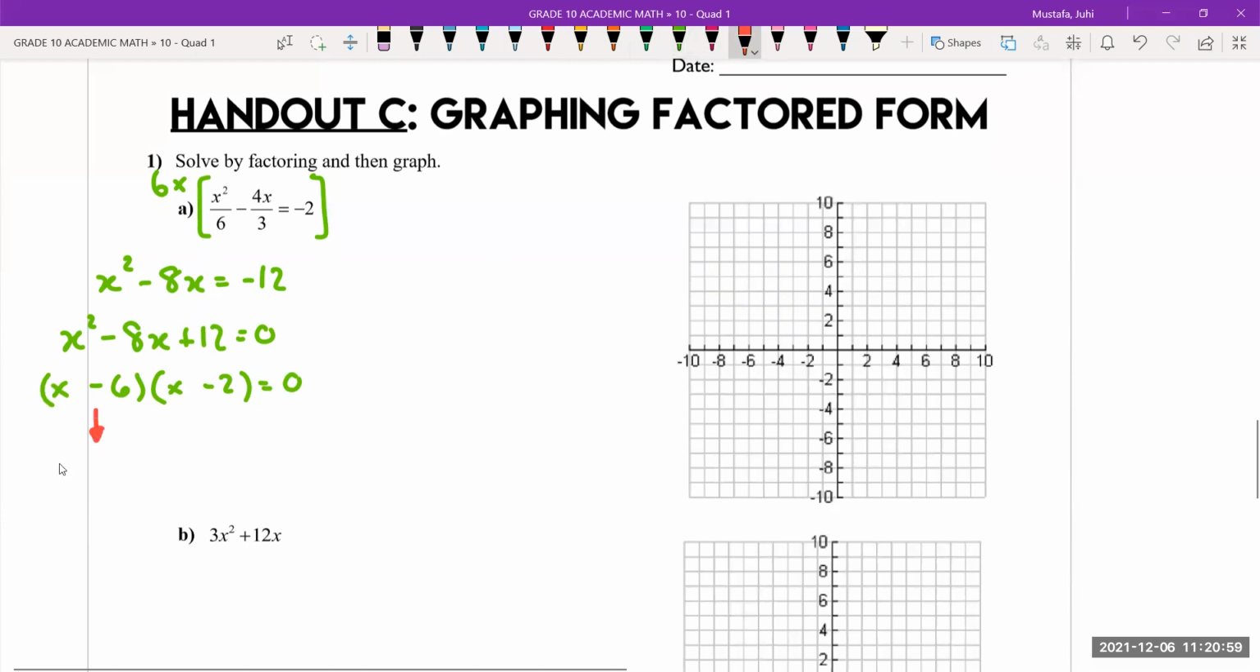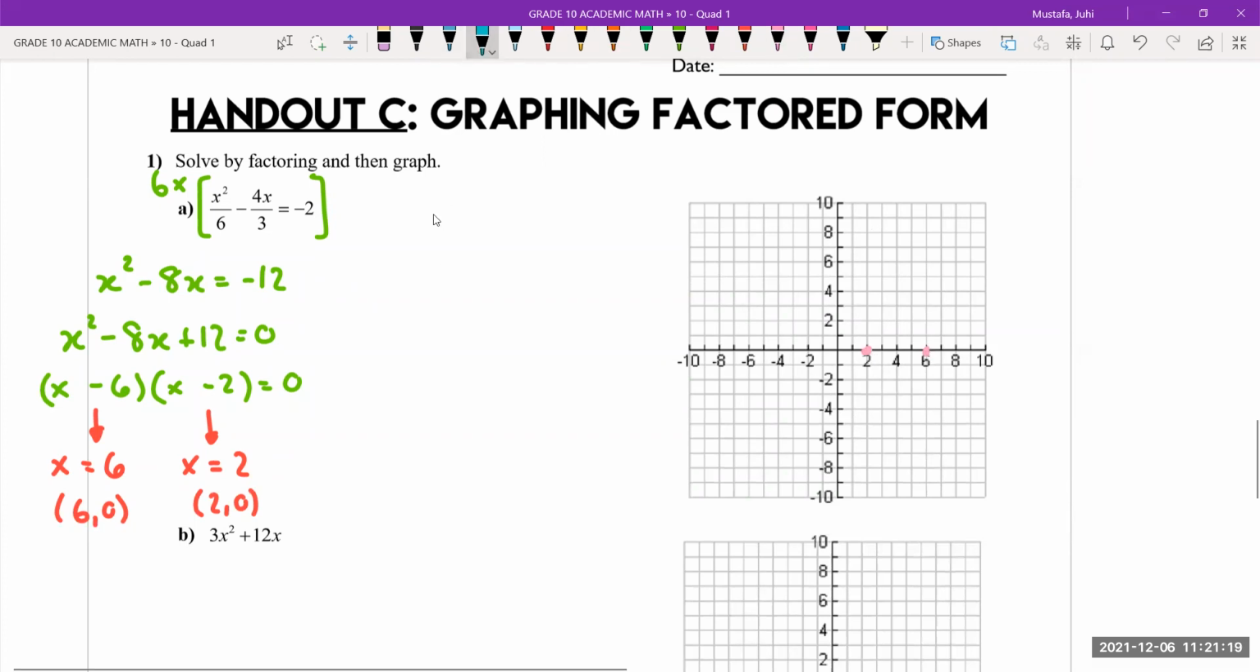So you don't have to show all your work every single time. If you can see, this is going to be x is equal to 6, and this is going to be x is equal to 2. You're going to have an x-intercept at 6, 0, and another one at 2, 0. So I'm going to go ahead and put those points in. So 6, 0 is here, and 2, 0 is here.